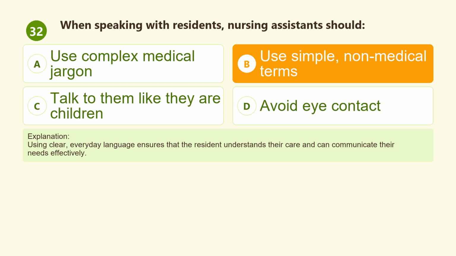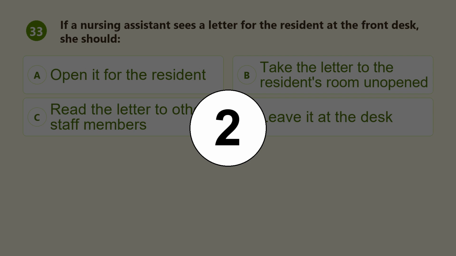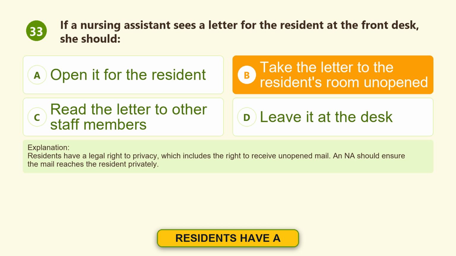Question 33. If a nursing assistant sees a letter for the resident at the front desk, she should: Option A, open it for the resident. Option B, take the letter to the resident's room unopened. Option C, read the letter to other staff members. Option D, leave it at the desk. The correct answer is option B. Take the letter to the resident's room unopened. Residents have a legal right to privacy, which includes the right to receive unopened mail, and the NA should ensure the mail reaches the resident privately.